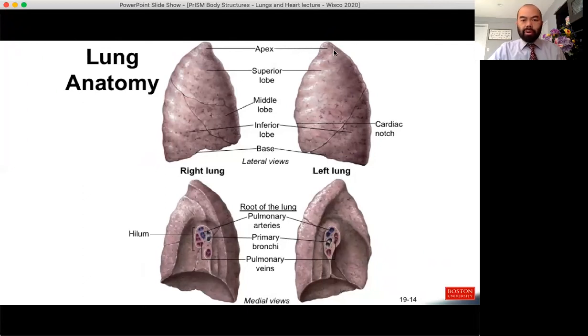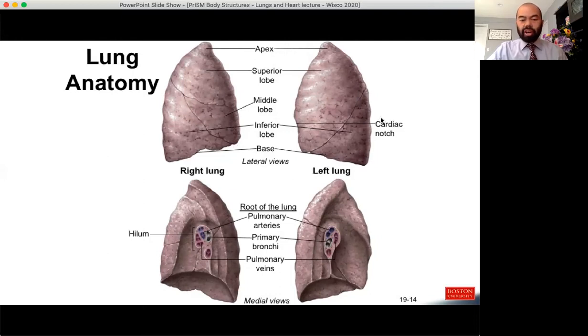The lung is a pyramidal structure with an apex located superiorly and a base located inferiorly. The right lung, shown here on the left, has 3 lobes. It has a superior lobe, a middle lobe, and an inferior lobe. And these are divided by an oblique fissure, which runs diagonally from superior to inferior, posterior to anterior. And then a horizontal fissure, which courses approximately horizontally across the lung. And so that demarcates your superior lobe from your middle lobe from your inferior lobe.